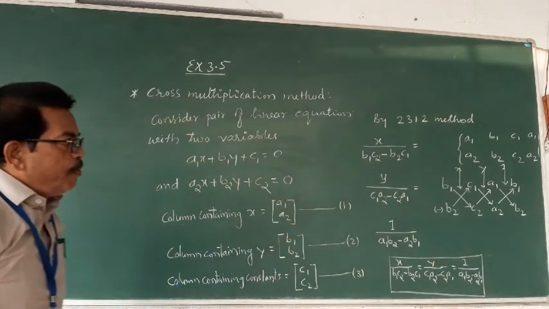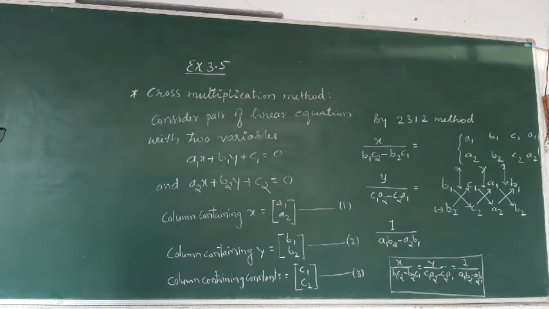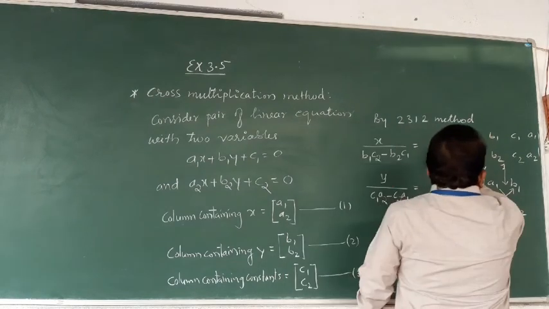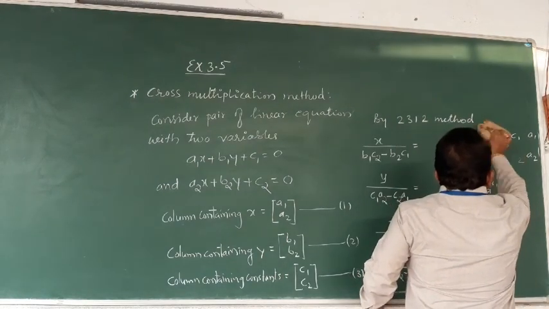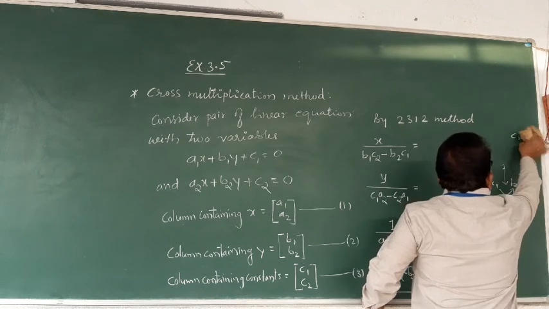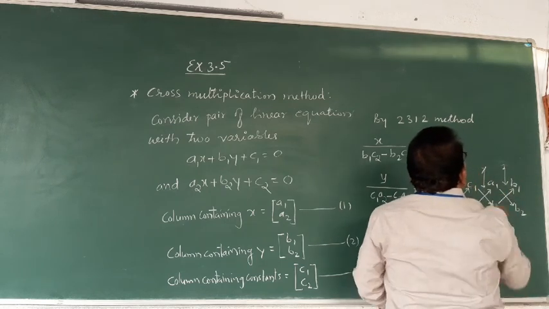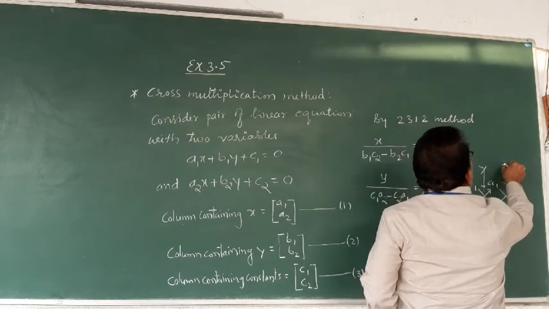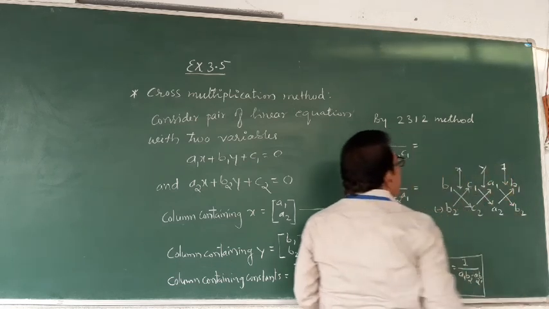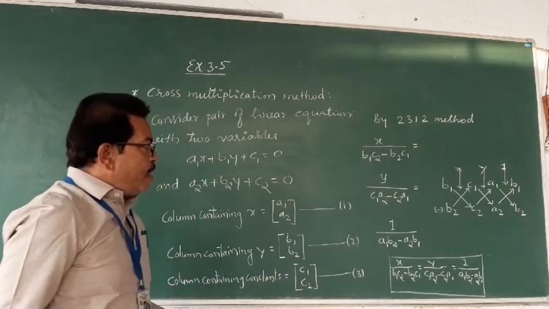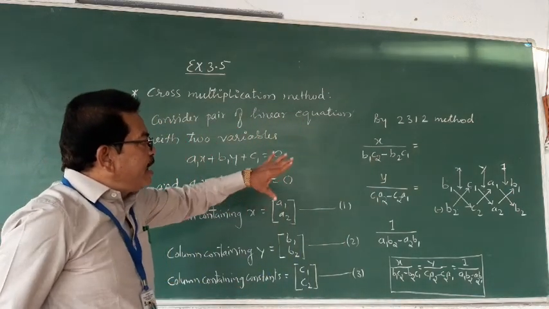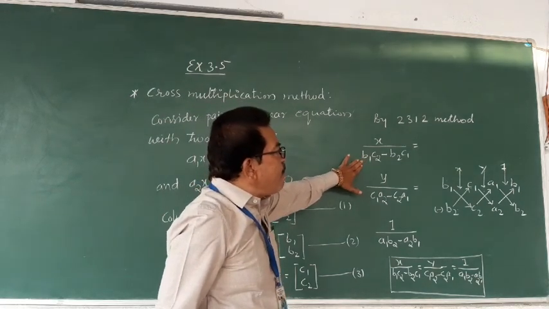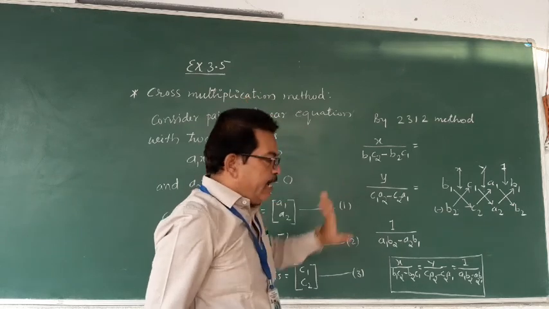So if you have any confusion, please write down your questions. So x, y, and this one is 1. In this way, we have to find the formula for the cross multiplication method of solving the pair of linear equations.